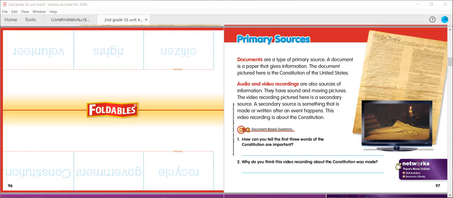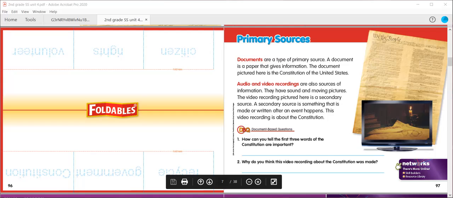Our first question here says, how can you tell the first three words of the Constitution are important? So if you look up here at the Constitution, you can see the first three words are "we the people." So what is it about these three words that is important? Take a look at the size, take a look at how it's written and where it's written. All of those are important clues to tell you what makes it important.